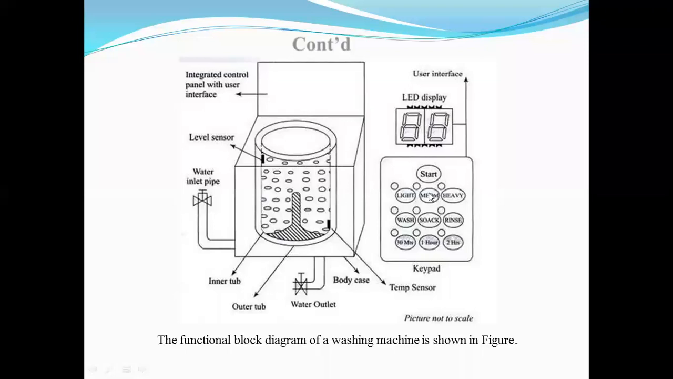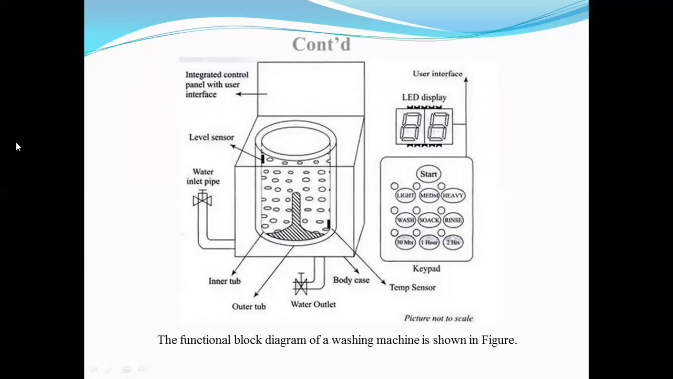user, right? So here, again, where are the actuators located? See here, the actuators are nothing but the water inlet pipe and water outlet pipe. These two are acting as the actuators. Actuator means they will control the inputs given by the user. The user will put the clothes inside and select only rinsing, right?